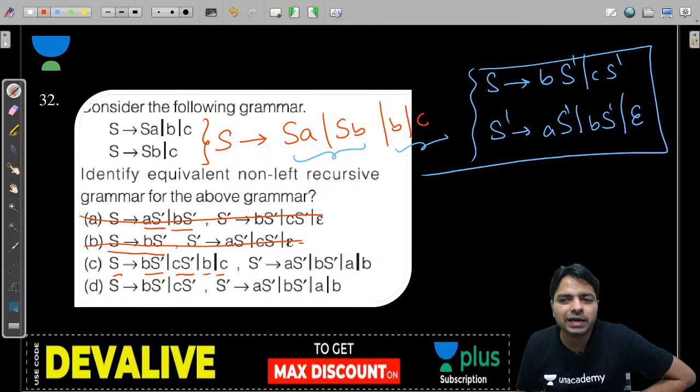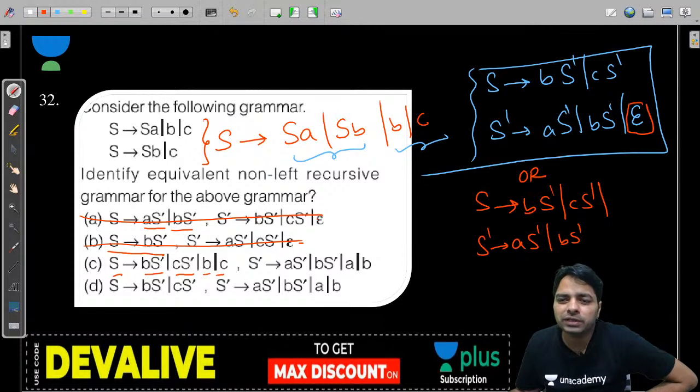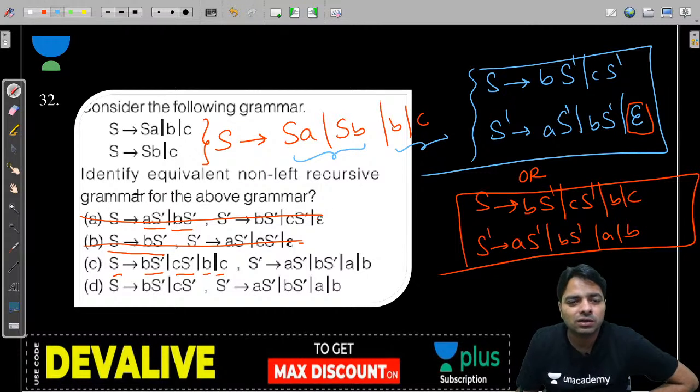It's possibly correct, because if you want to delete epsilon, then there is a chance to get another answer, B S' C S'. You will get all of them, but when you put epsilon there, you will get B or C, here A or B. So you should be careful with epsilon or without epsilon. So looks like the option C is correct. S' → A S' B S', here it looks correct.